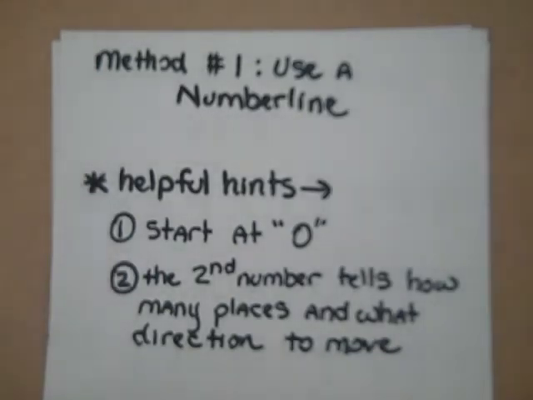We're going to focus a little bit on method number one, and that is to use a number line. When you're using a number line to show the addition of integers, there's basically two important things to remember. First, you want to make sure that you begin all models at 0. And second, you want to remember that the second number in the problem is going to tell you how many places and also in what direction you should move along the number line.